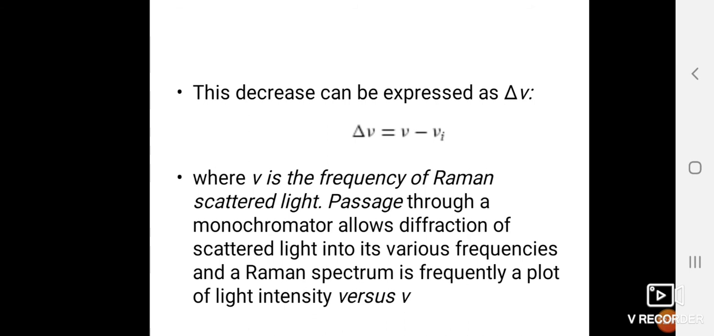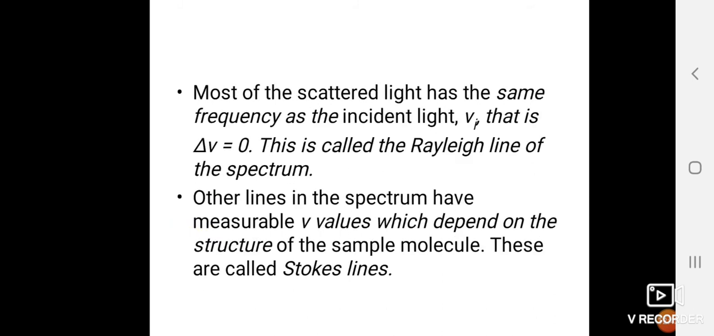So what people generally do is expose the sample to radiation of a particular frequency, and then they measure the scattered light at various frequencies. They plot a graph of the light intensity versus the frequency. Most of the scattered light has the same frequency as that of the incident radiation, so we get delta nu as 0, which is called the Rayleigh line of the spectrum.